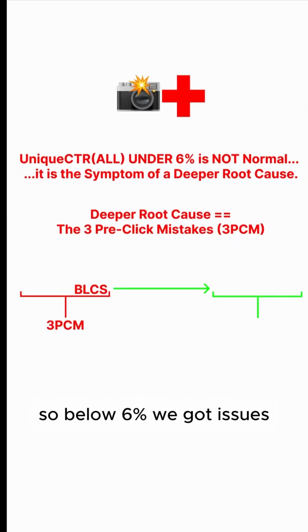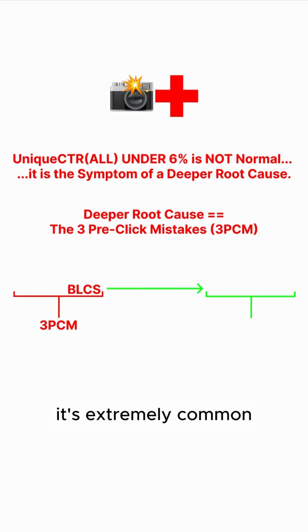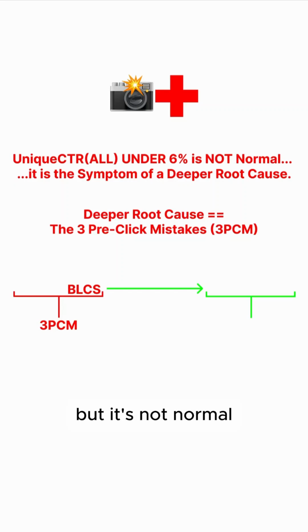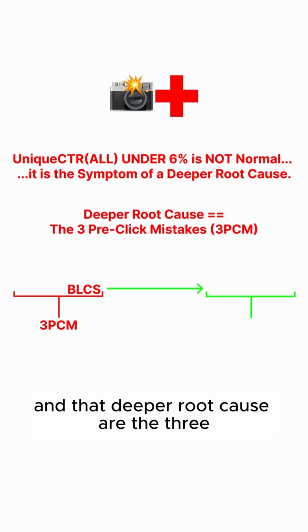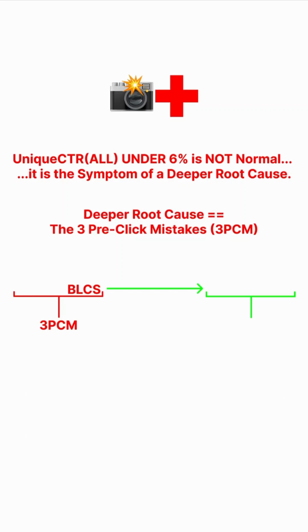So below 6%, we've got issues, and that's because unique CTR under 6% is not normal. It's extremely common, literally 100% of the Boudoir Facebook ads I've seen, but it's not normal. It's actually the symptom of a deeper root cause, and that deeper root cause is the 3 pre-click mistakes. We'll talk about those at the end of the video.